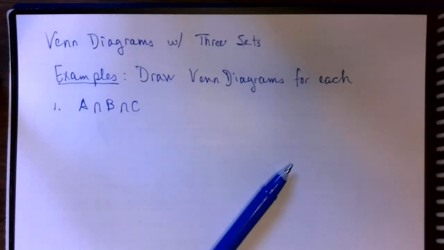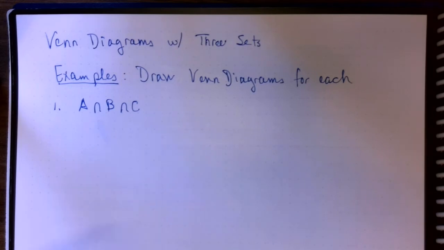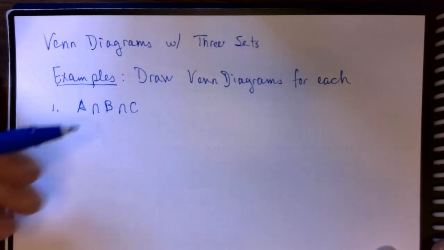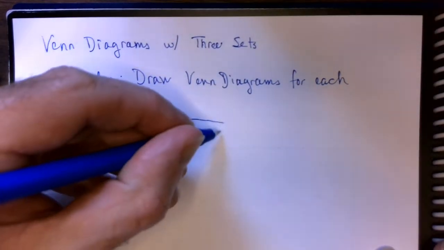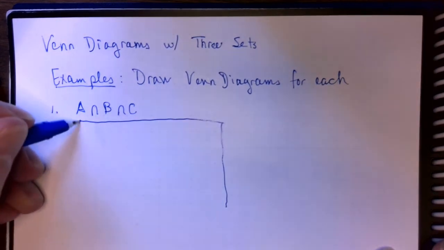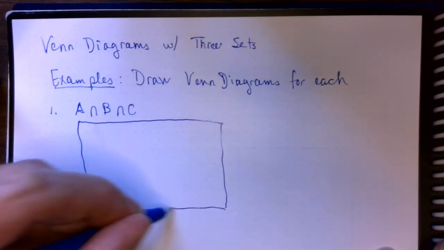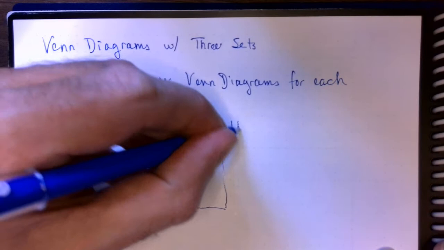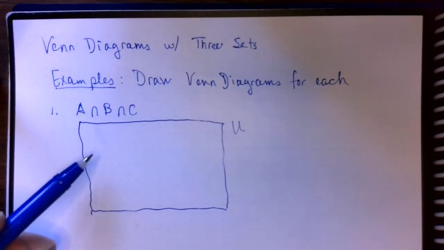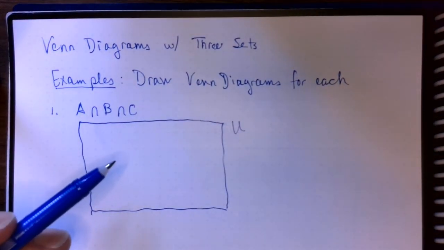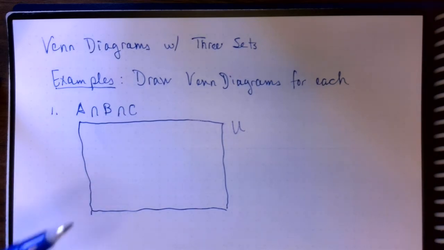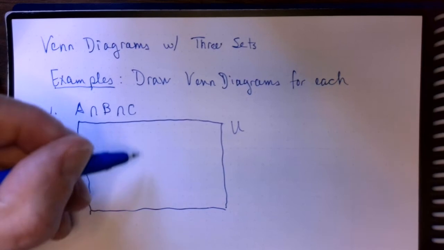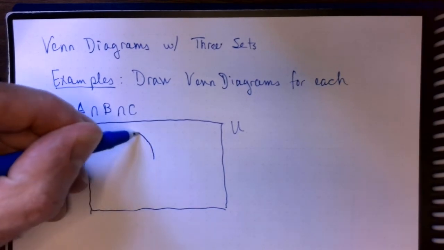In these examples we will draw the Venn diagram for each set. Let's start out with a simple one here, A intersect B intersect C. Remember, when we're doing a Venn diagram we always want to start with a box, and that box represents the universal set. We're going to need that because we might be dealing with complements. We're not here, but we might be in other examples, and you'll have to shade the outside. So you'll need that box for the outside shading.